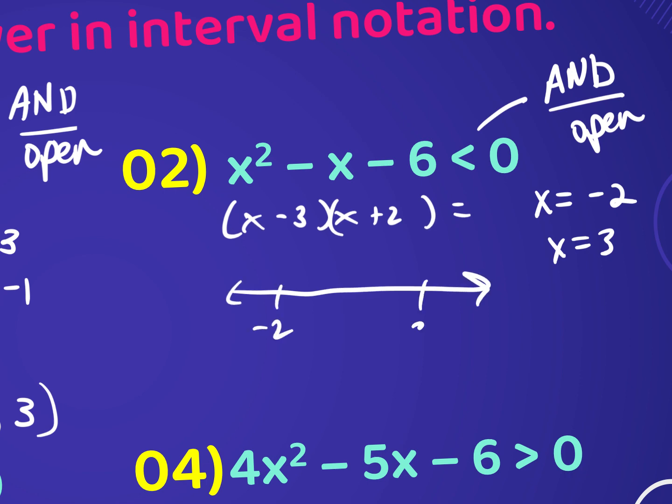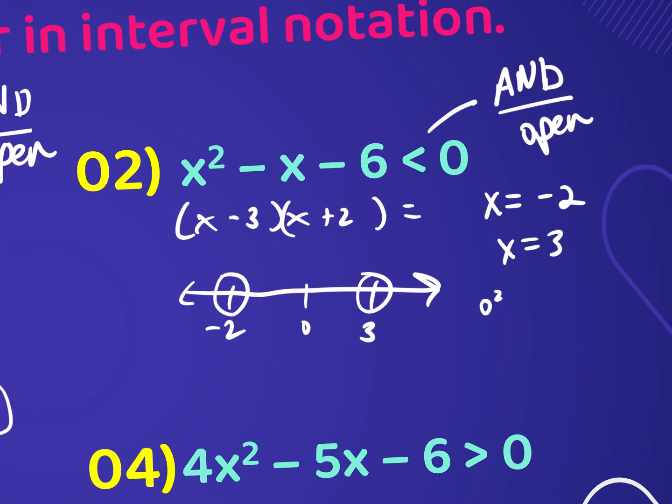-2's on the left of 0, 3's on the right, 0's in the middle. Remind me again, what kind of dots do I have? Open, perfect. And where did you guys tell me we were going to shade? In the middle, since it's an "and." Let's just check. If I plug in 0, since 0's in the middle, it should work, right?